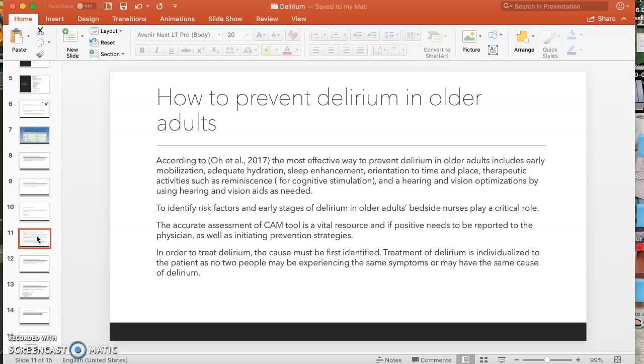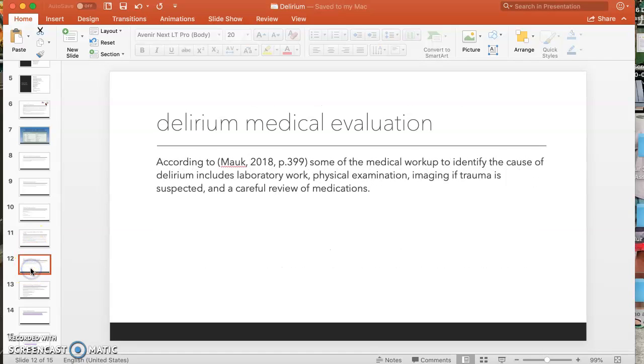In order to treat delirium, the cause must first be identified. Treatment of delirium is individualized to the patient, as no 2 people may be experiencing the same symptoms or may have the same cause of delirium. So what is delirium medical evaluation? According to the article, some of the medical workup to identify the cause of delirium includes laboratory workup, physical examination, imaging if trauma is suspected, and careful review of the patient's medications.